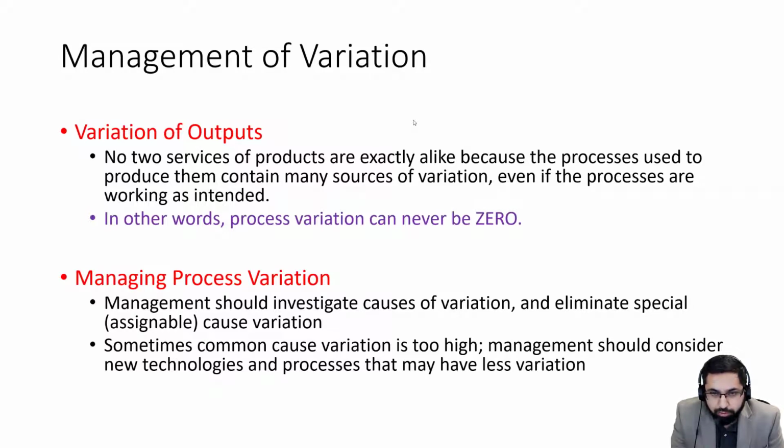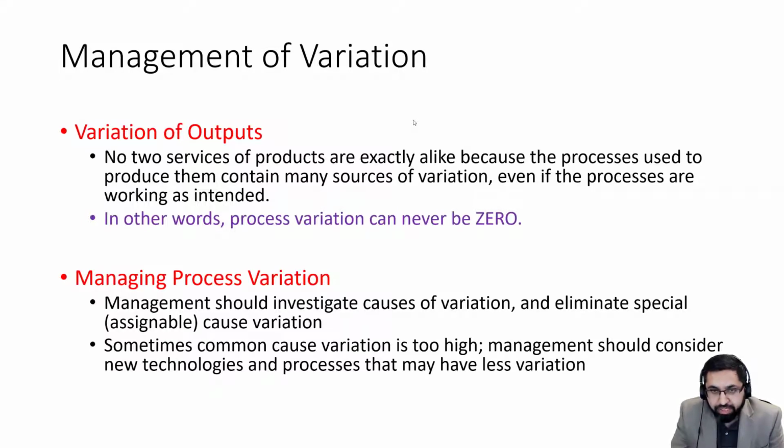In other words, process variation can never really be zero, and given our technology and our process, we should know that there's some amount of variation in the process that we cannot get rid of. The only way to reduce that will be to go to a new process with better technology and more accurate equipment, things like that.